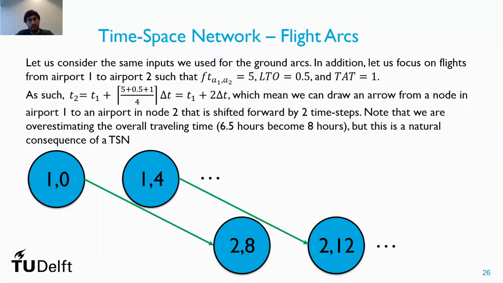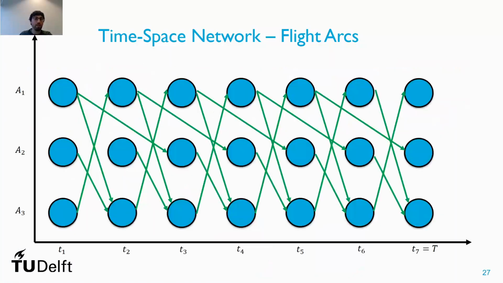And again, just to provide you an example, in our case, this could be 2 flight arcs between airport 1 and airport 2. So we connect the 2 airports, so the first 2 elements in each node are 1 and 2, and we go from time 0 to time 8, or if we move 1 step to the right, from time 4 to time 12. And as you see, the difference in times is 8. So again, it's an overestimation of the original number, which was 6.5.